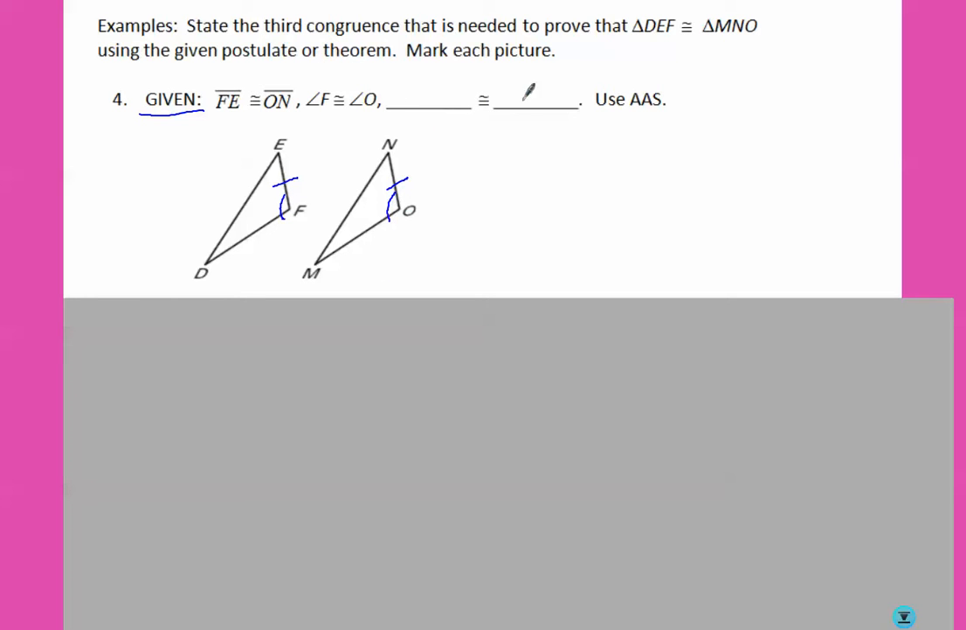What other information would we need in order to use the angle side theorem? Well, if the side is going to come last, and this is the side we're given, here's our middle angle, the other angle that's congruent would have to be angle M and angle D.